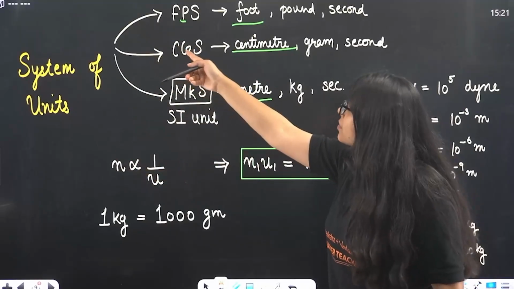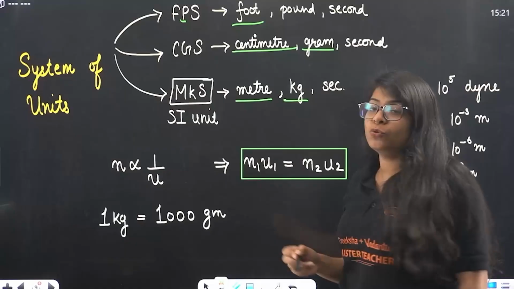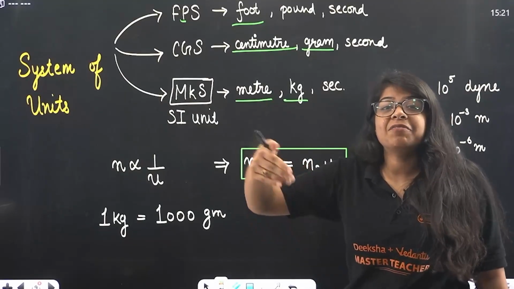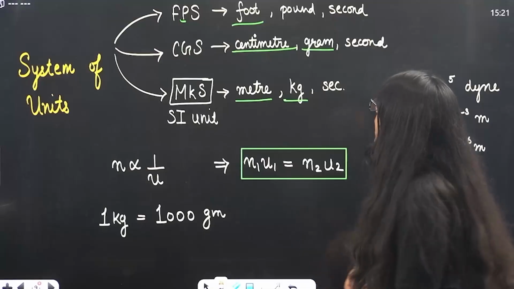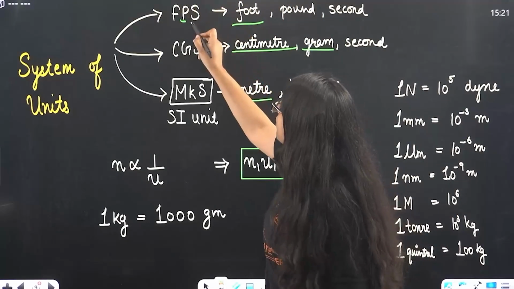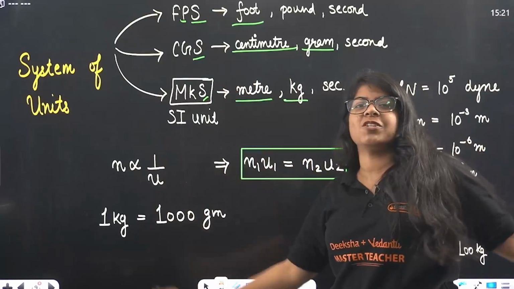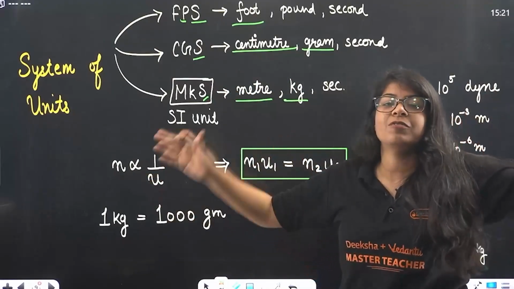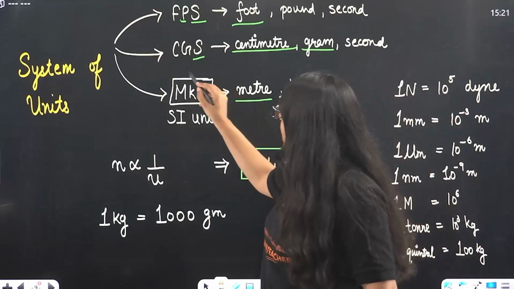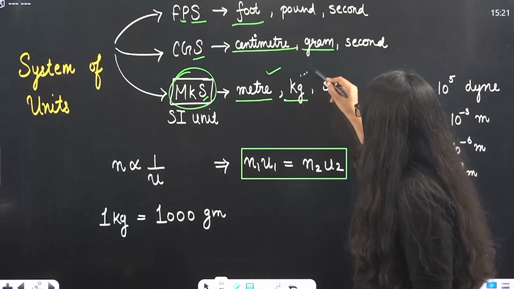In CGS system, for weight we use gram. In MKS system, for weight we use kgs. All these are weights, but they are depicted in different units. In all of FPS, CGS and MKS, time is always measured in seconds. So that's one thing you have to take out of your brain. Now this MKS is meter, kilogram, second.